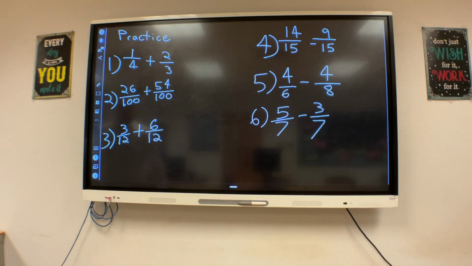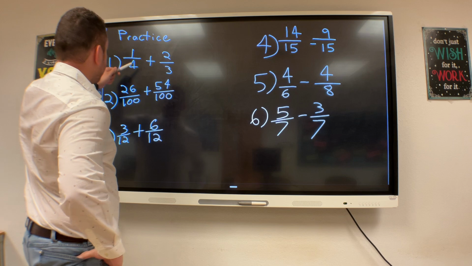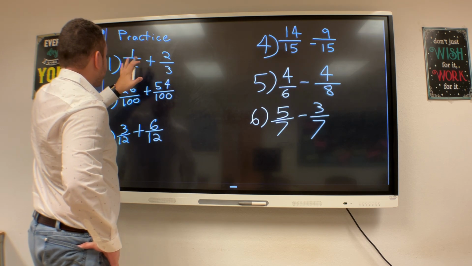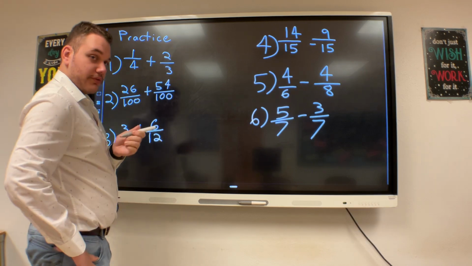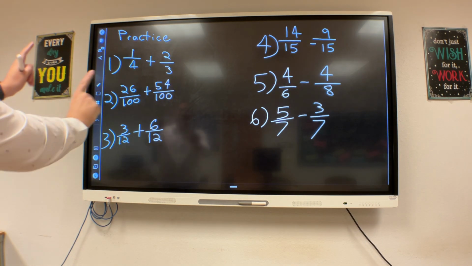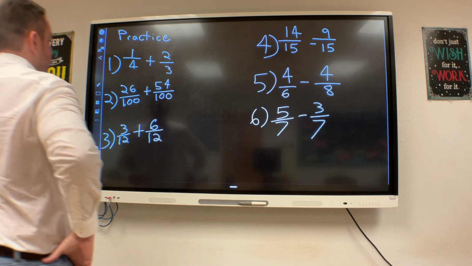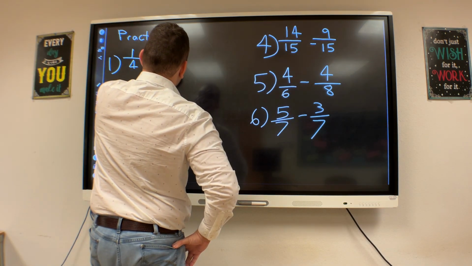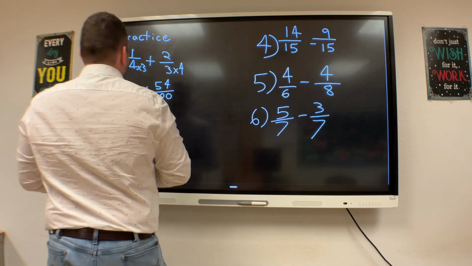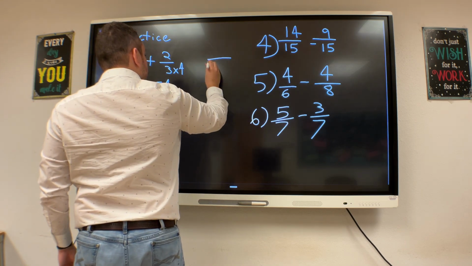And so we've got some examples right here. We're just gonna run through them real quick. We've got 1/4 plus 2/3. So 4 and 3. Now 4 and 3 don't have any common multiples. We're stuck right here. So what we're gonna do is multiply them by each other. So we multiply 3 by 4 and 4 by 3, which will give us 12.